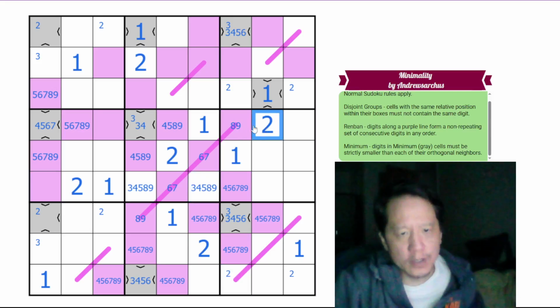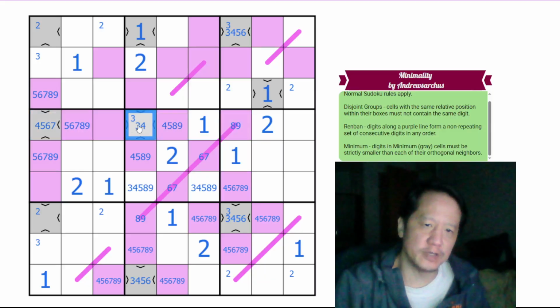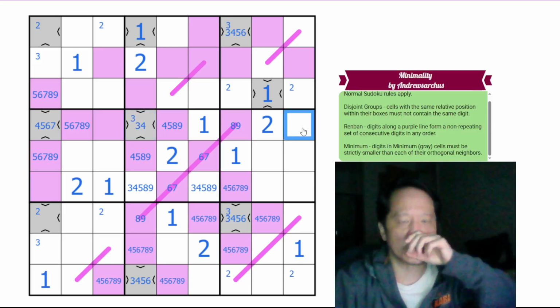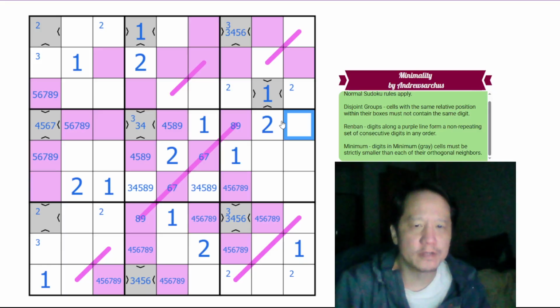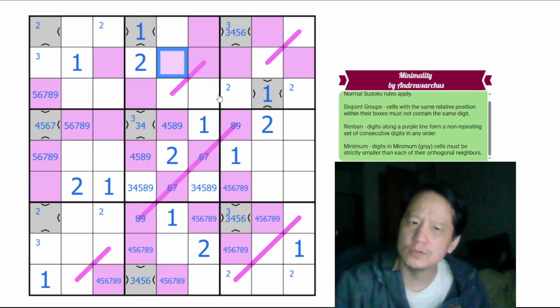Okay. In row 4, 3 has to be either in the upper left-hand corner there or the upper right-hand corner here. Do we have another restriction like that? Not particularly. We do kind of have a restriction in row 2?